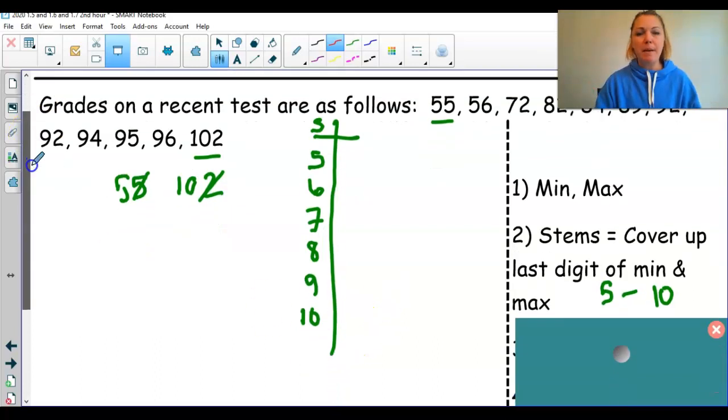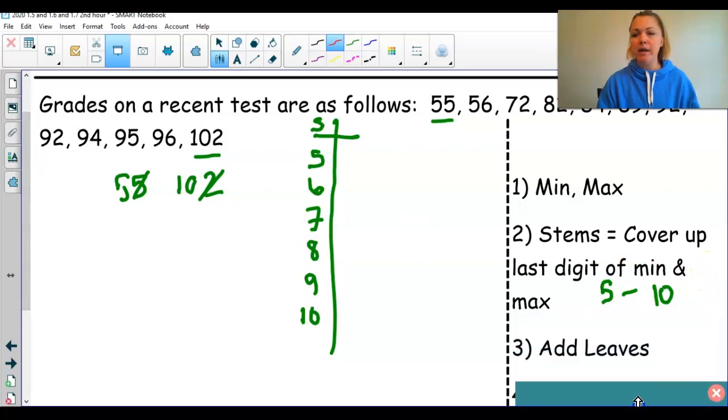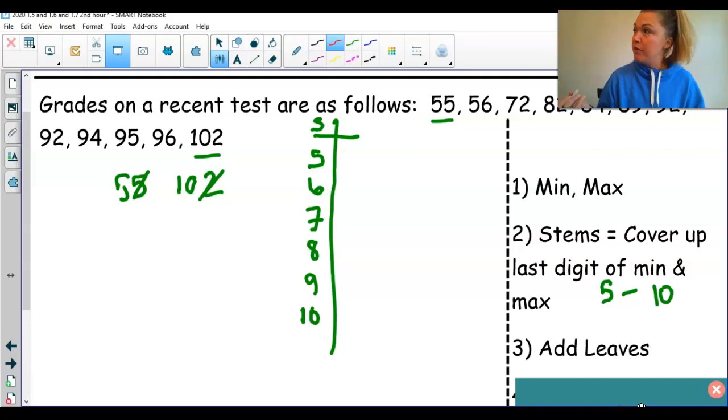Now that I have my stems up here, the next thing I wanna do are add my leaves. So what are the leaves? So let's see if you can catch on. The first number I have here is 55, right? So I have my stem is 55.